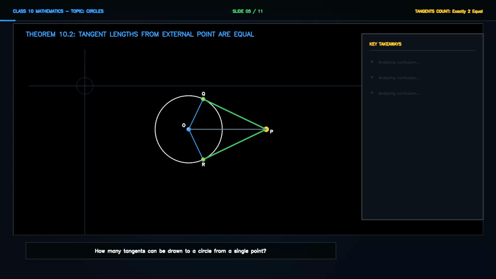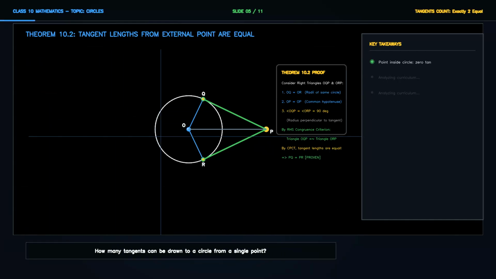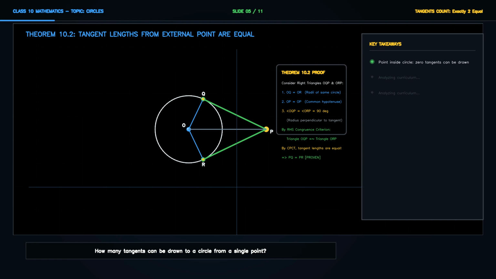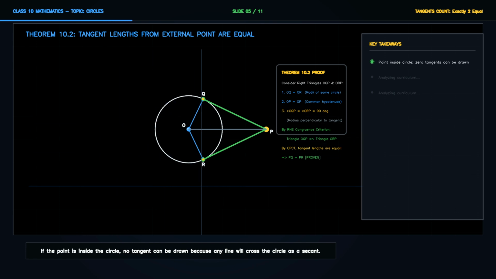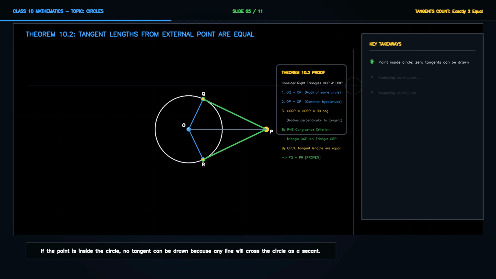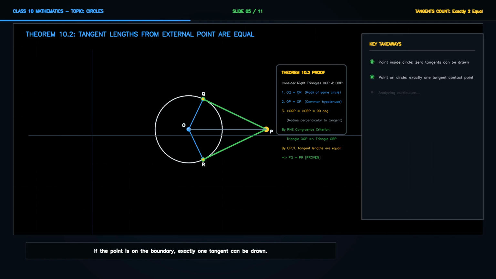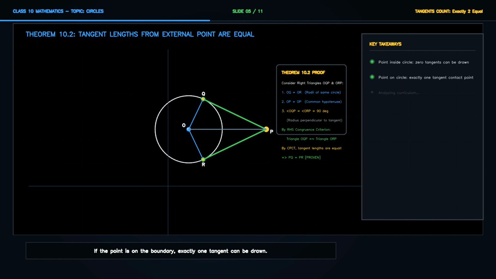How many tangents can be drawn to a circle from a single point? It depends on the location of the point. If the point is inside the circle, no tangent can be drawn because any line will cross the circle as a secant. If the point is on the boundary, exactly 1 tangent can be drawn. However, if the point lies outside the circle, we can draw exactly 2 tangents.